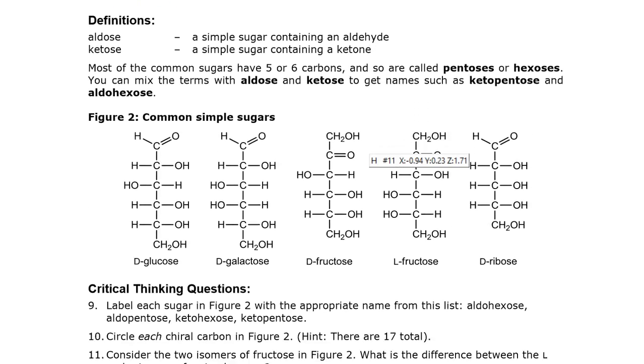So let's apply that. Before we apply it, we need to also define 2 more things. An aldose, meaning a sugar containing an aldehyde, and a ketose, meaning a sugar containing a ketone. That's pretty simple. And then you can mix terms together. So if they're 5, they're a pentose. If they're 4, they're a tetrose. If they're 6, they're a hexose, etc. So let's apply those terms.